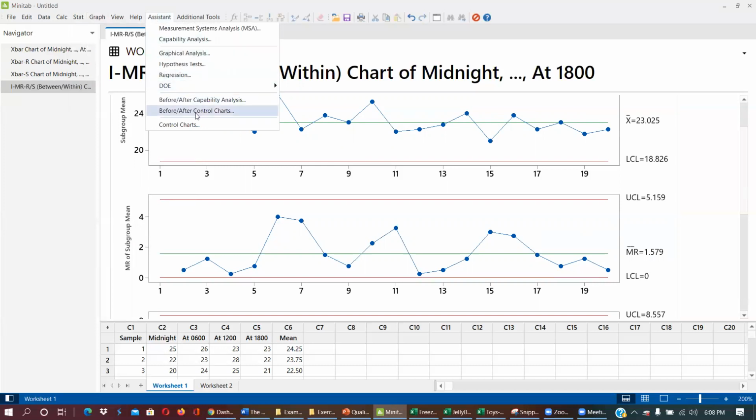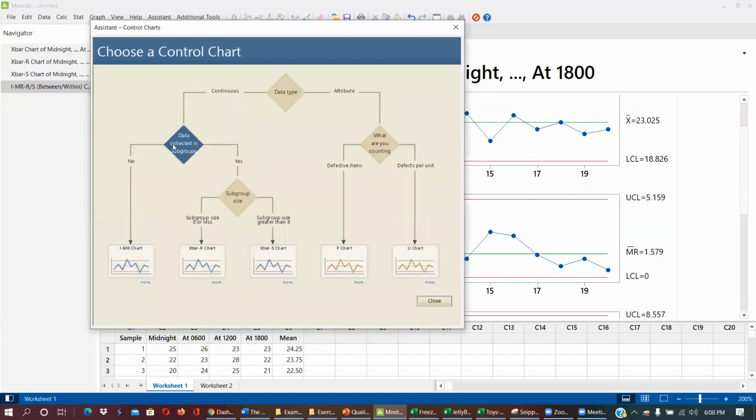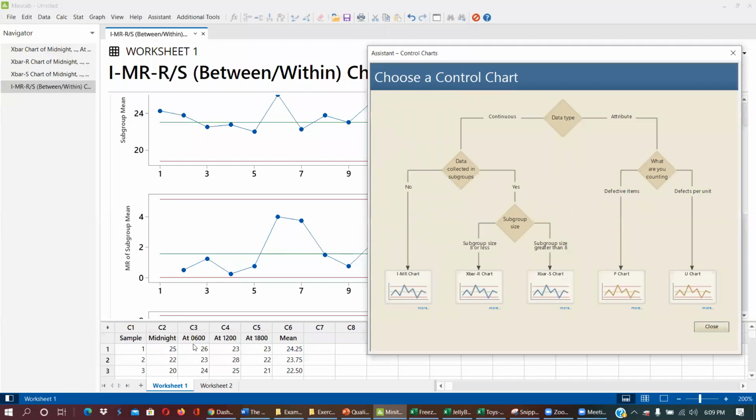However, assistance and control charts. Here data is collected in subgroups. If you don't have data collected in subgroups, and you just have individual runs, then you use the IMR chart. If you have subgroup size 8 or less, how many subgroups do we have in this case? One subgroup, two, three, four. Four groups we have. And if subgroup size is greater than 8, then we use the X bar S chart.